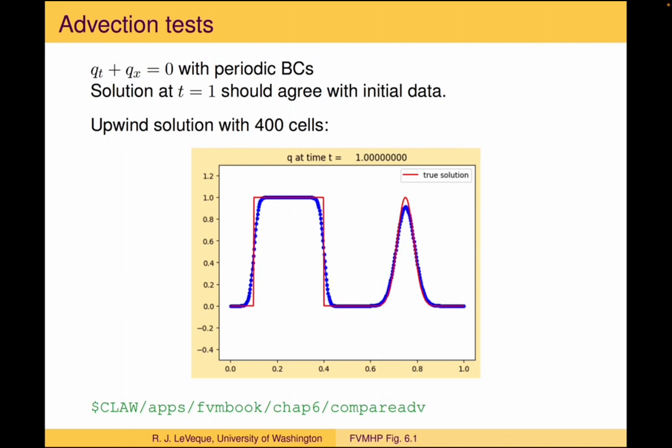If we refine the grid and use 400 cells, then we get better resolution, which we can now interpret as we're solving an advection diffusion equation with a diffusion coefficient that's only half as large, and so things look better as a result of that.